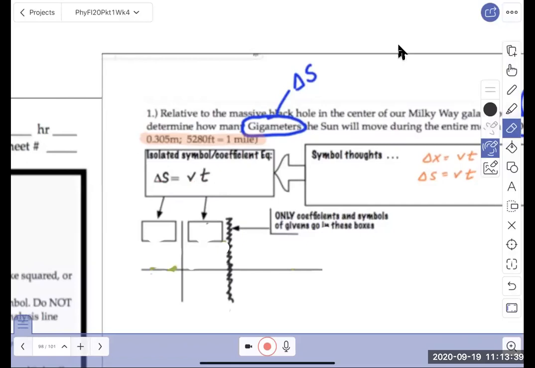All right, so now in these boxes, this is kind of overlooked by students because they screw this up all the time, but it says here you put coefficients and symbols of givens into these boxes. So you're not putting the actual numbers of the givens, you're putting the symbols. So this would be a V and this would be the T, right? And then now we're ready to start putting numbers in.